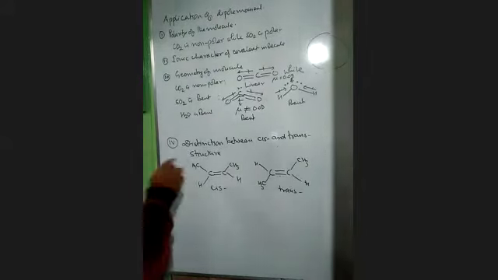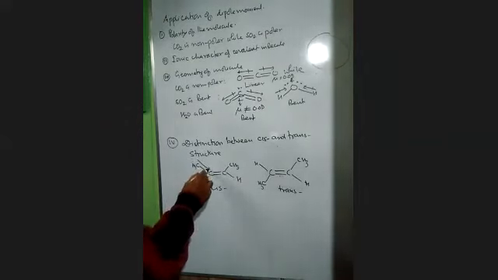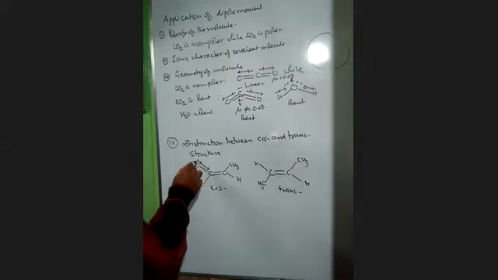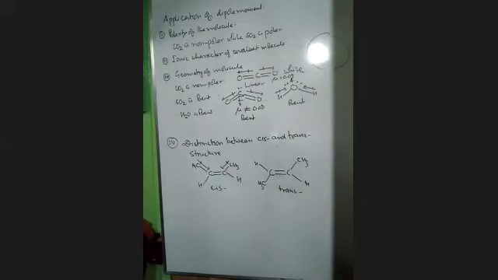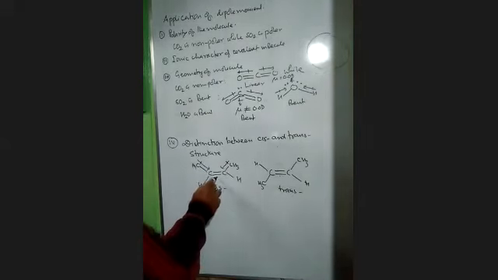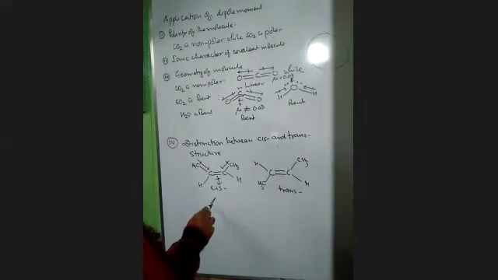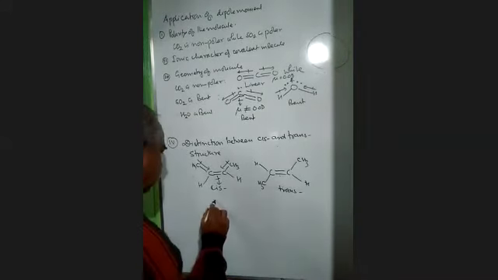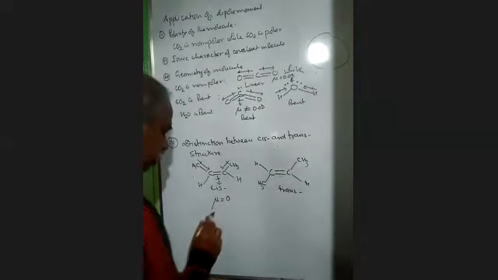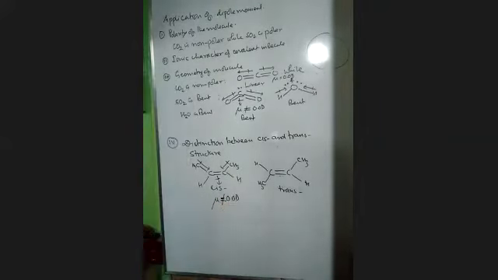See here. In this case, this methyl group supplies electron to this carbon, so the bond is polar. This also supplies electron, the bond is polar. All right. And in this case, this will be the resultant bond moment. So this molecule is polar. Okay. So it will have a dipole moment, so mu will not be equal to 0.